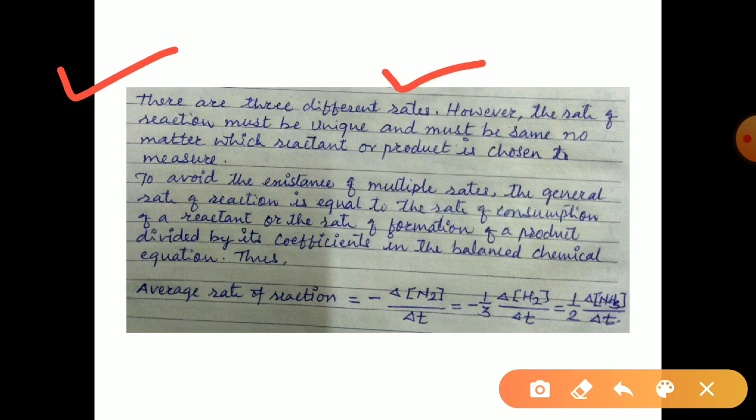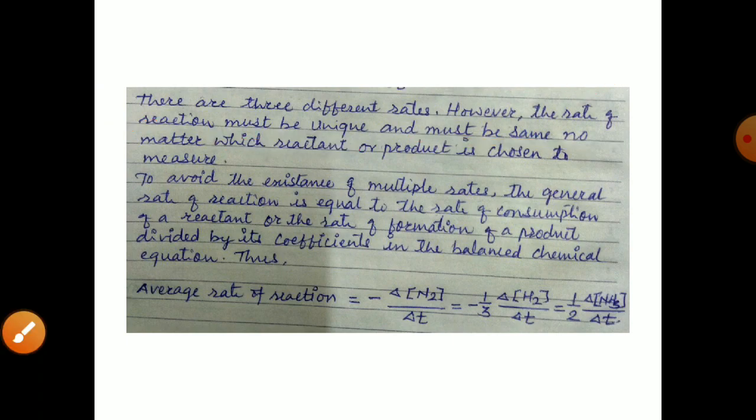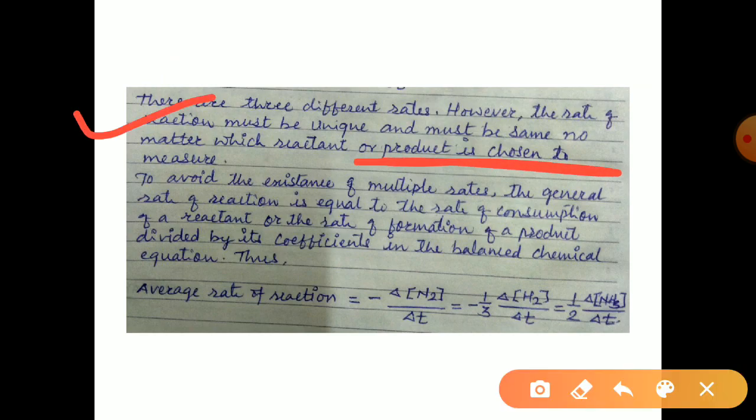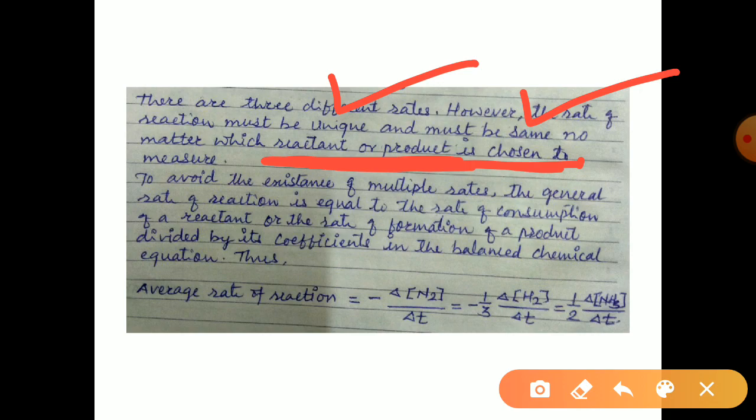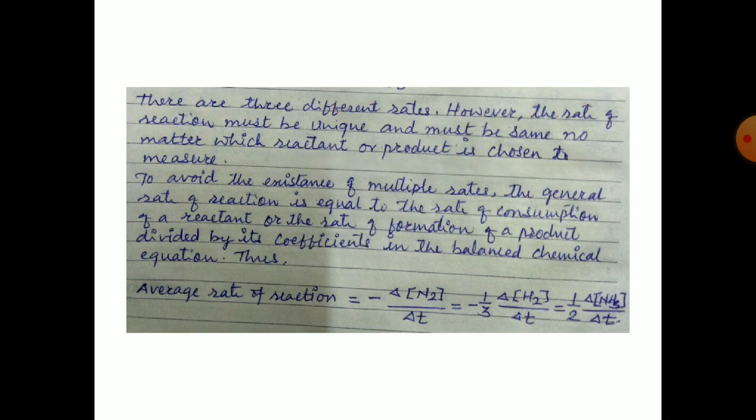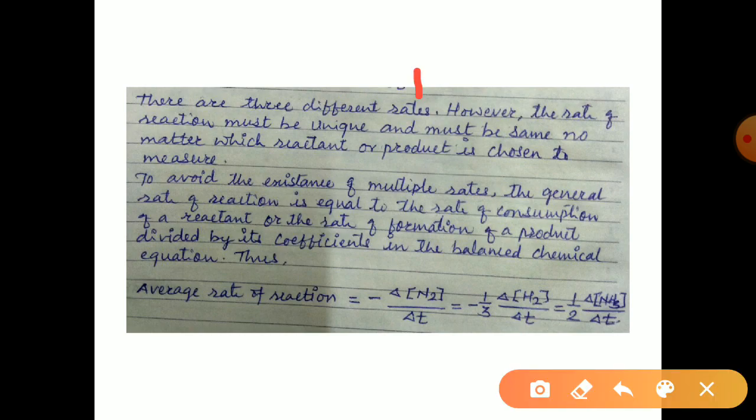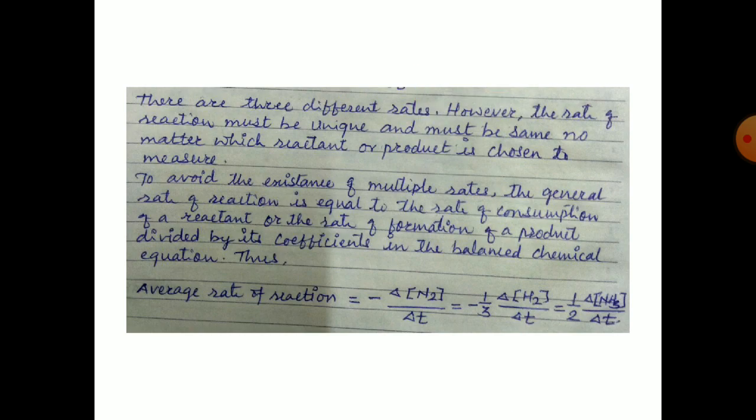There are 3 different rates. However, the rate of reaction must be unique, and must be the same no matter which reactant or product is chosen to measure. Whatever reactant or product you choose to express the rate of the reaction, the rate must be the same for that particular chemical reaction, whether expressed in terms of any reactant or any product. Its rate must be unique, equal, same.